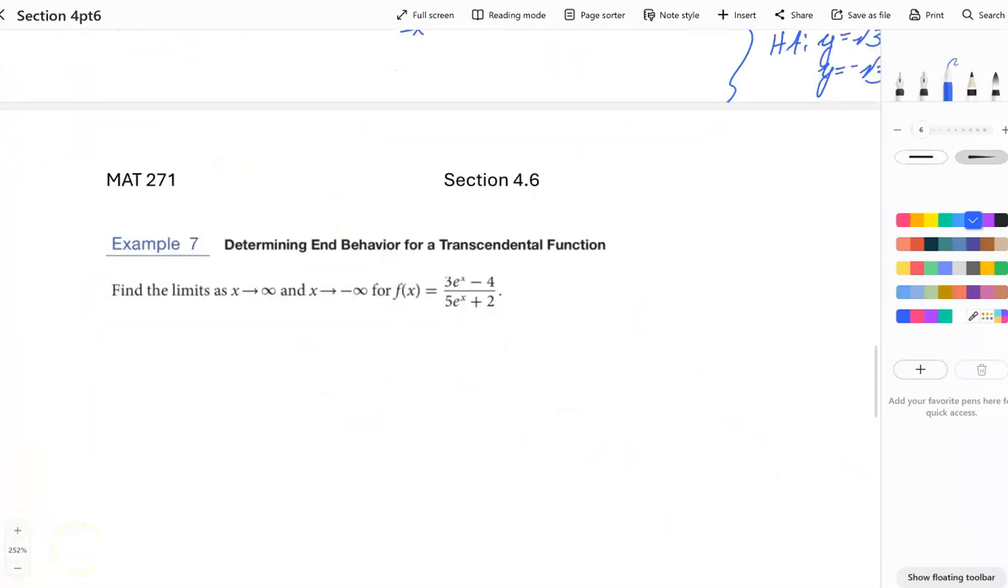So let's look at one more. Let's say we want to find the limit as x approaches infinity and negative infinity of this function. We've got e to the x's in it. There's not a set of rules that's going to work for this. So we're going to have to take that limit using the same technique we did for the last two examples with the square roots. We have 3e to the x minus 4 over 5e to the x plus 2. There's our function. So here's our setup for this.